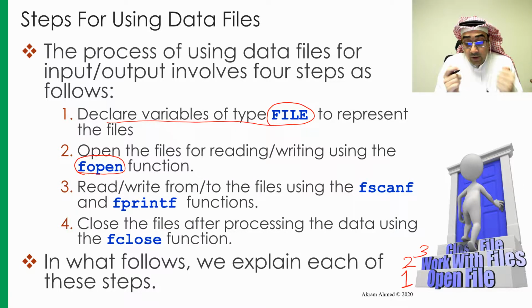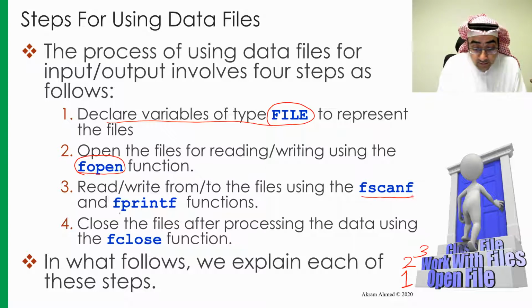Okay, after you have opened the file, you use the fscanf or the fprintf to read and write from the file. So if you wanted to read from a file, you use the fscanf command, and if you wanted to write to a file, you use the fprintf command. Once you've finished working with the file, and you have read and written whatever you were doing with the file, you have to issue a command called an fclose.